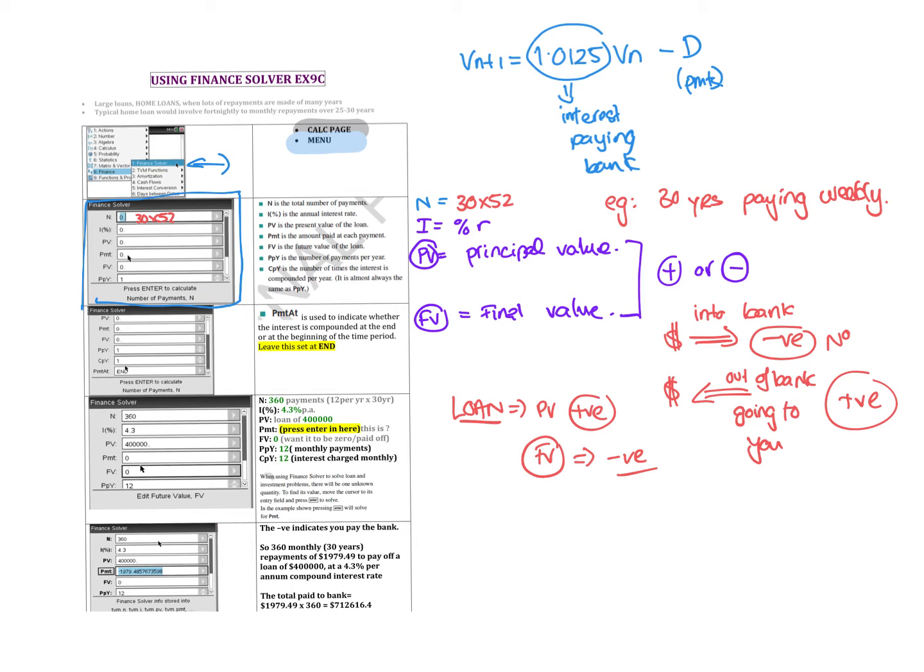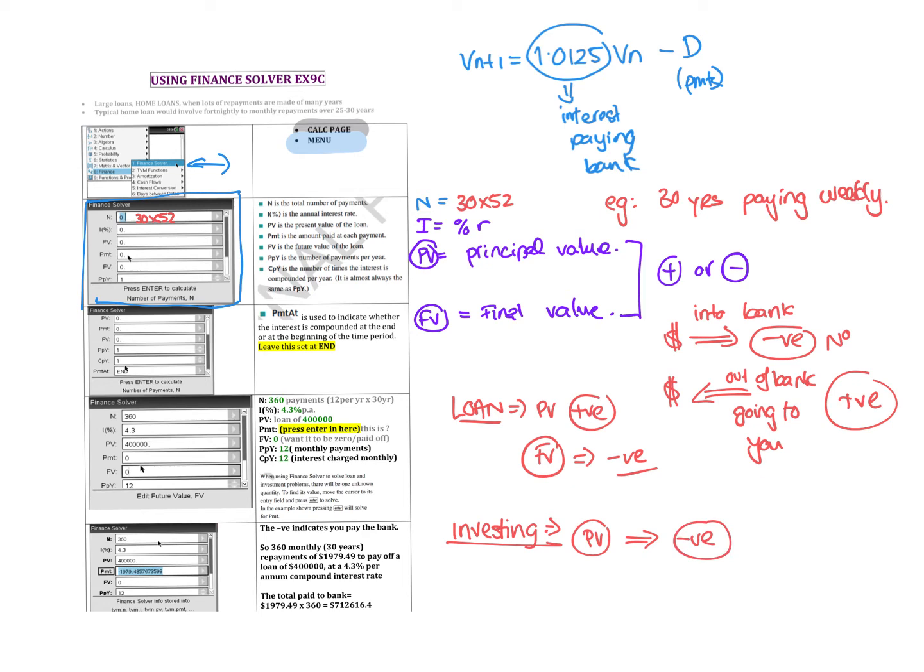Just be careful, if you're investing, that means you're putting the money into the bank. So it's a sad day, it's going out of your hands. So investing, PV would equal a negative number, because you're giving it to the bank.